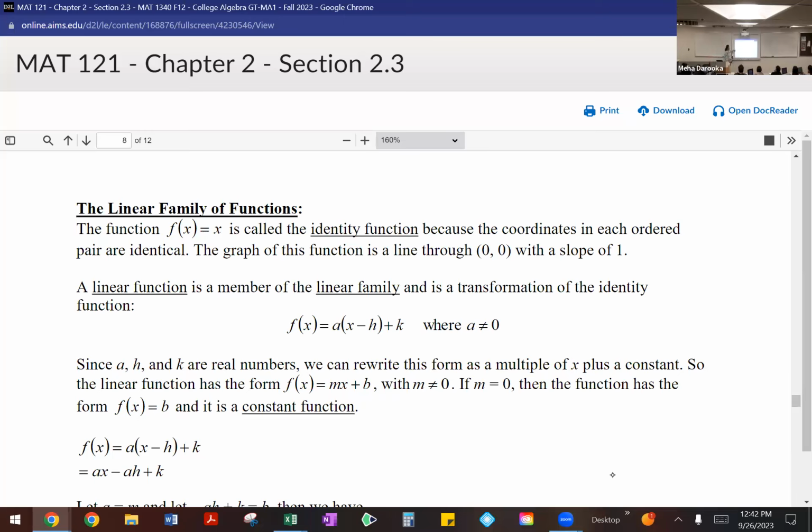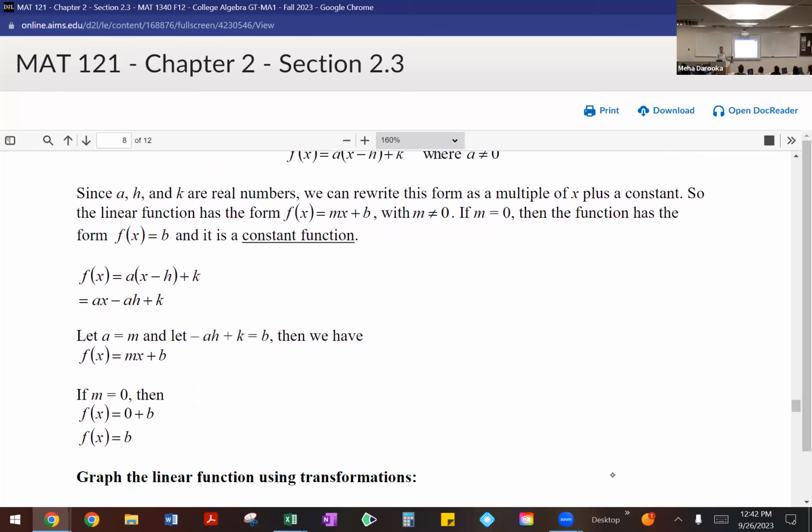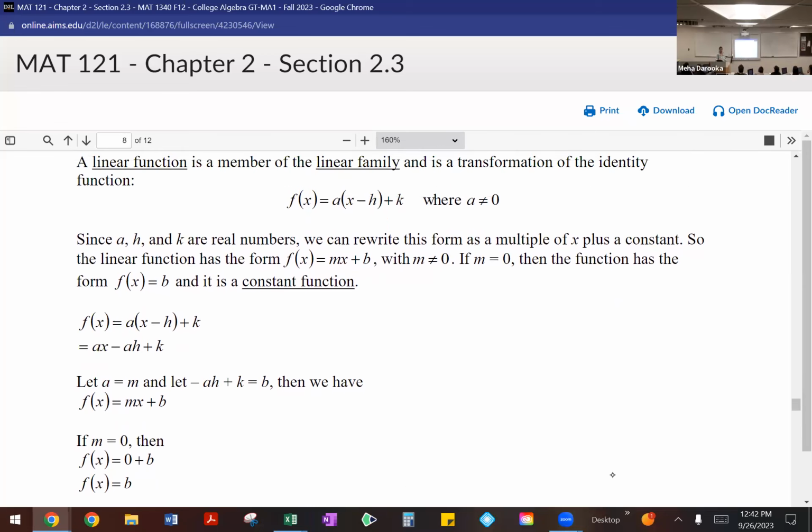So basically this is a graph that crosses the origin of our coordinate plane and it will have a slope of 1. So anytime we make any kind of transformation on this, it's going to create a new member of its family. But basically, instead of using that transformation equation here, we can actually just write it in the simple slope-intercept form as mx plus b.